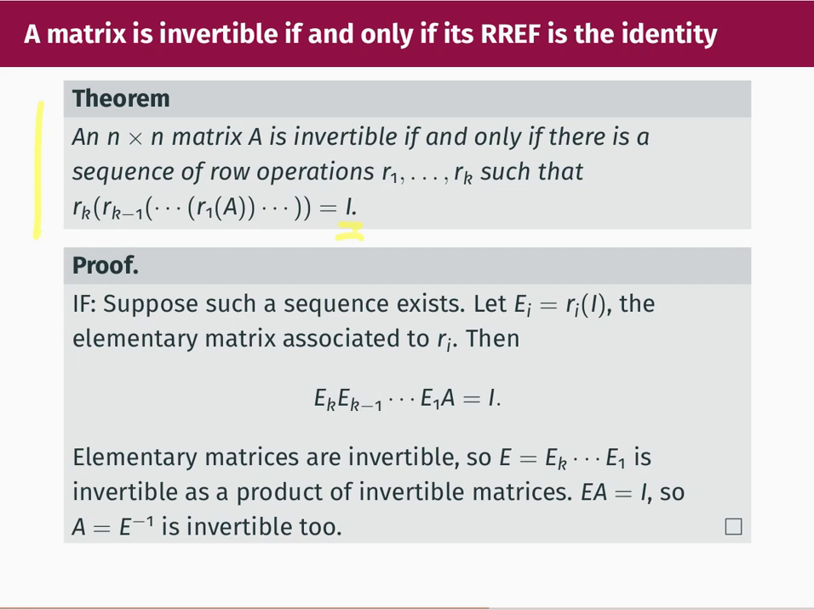Again, this is an if and only if theorem, so we should do both directions. Let's start with the if direction. So suppose such a sequence of row operations exists. We will then let Ei be the elementary matrix associated to the ith row operation. We know that doing R1 to A is the same as left multiplying by E1.